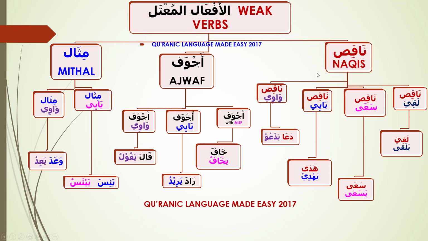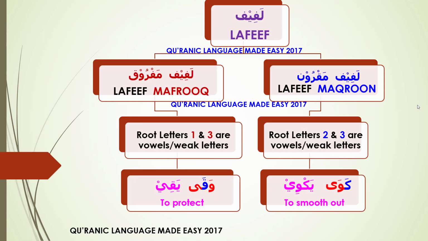So these were four types of naqis: naqis wawi, da'a, yad'u; naqis ya'i, hada, yahdi; naqis sa'a, yas'a; naqis with laqiya, yalqa. So these were the different types of mithal, ajwaf, and naqis. These different types, like mithal wawi, ajwaf ya'i, ajwaf with alif, naqis wawi, naqis ya'i, naqis with sa'a, yas'a, and naqis with laqiya, yalqa, are going to be explained in detail in different lessons in the book, inshallah. You're going to learn in the future lessons.